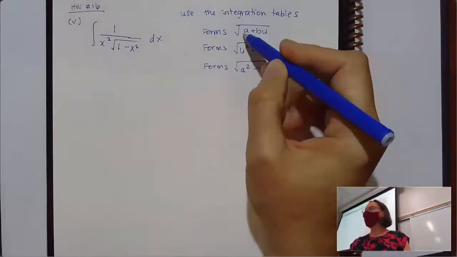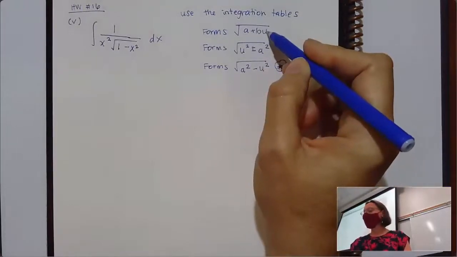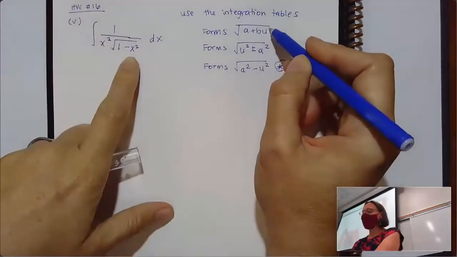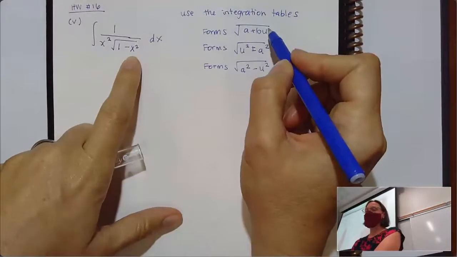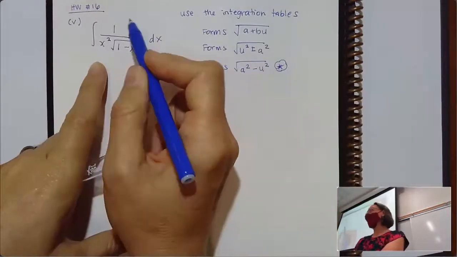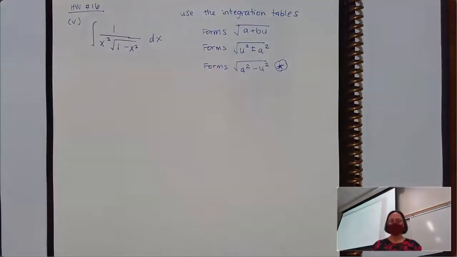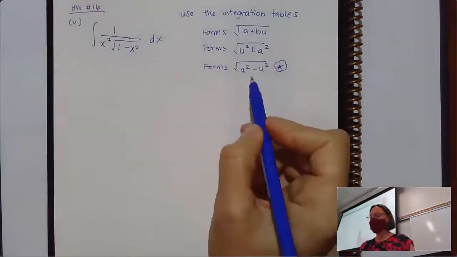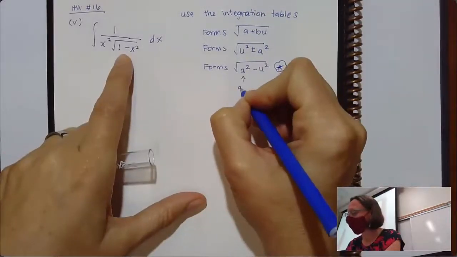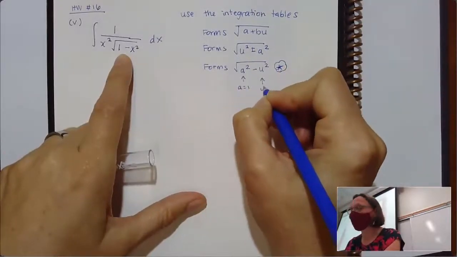This is not going to work because our variable is squared. And so if it were going to be something like this, we would expect a 2x somewhere to be able to do a U-substitution. So now I'm looking at my forms that have this, right? And I'm thinking about a being equal to 1 and u being equal to x.